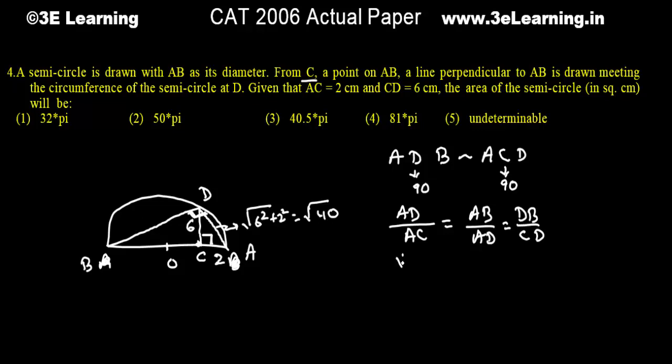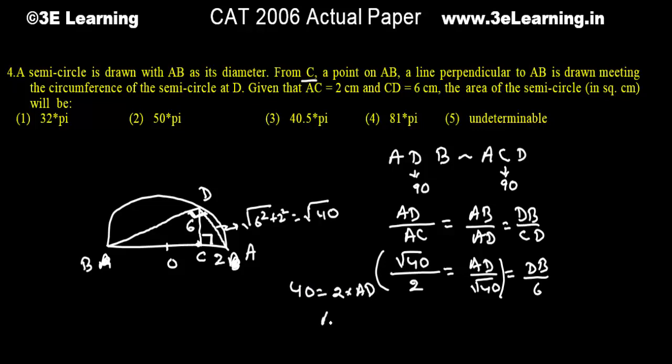AD given is root 40. AC is 2. AB I don't know, but AD is given root 40, and DB I don't know. CD given is 6. So when we solve the first two, we have nothing but 40 is equal to 2 into AB, sorry, AB. So AB is nothing but 20 and AB is our diameter. So our radius is nothing but 10.